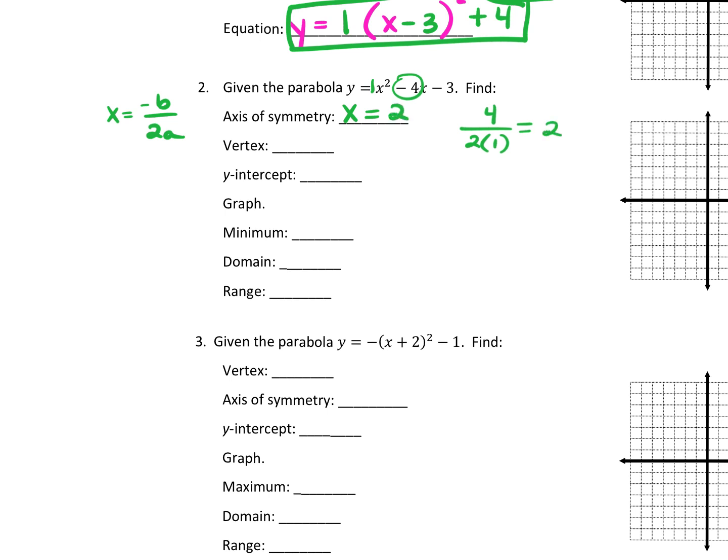Okay, so that's your axis of symmetry. Your vertex is 2 something, and we figure that out by just plugging it in.